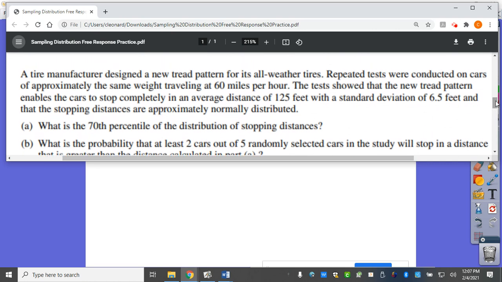If I were writing out the 4-step process, I can't remember which problem we started with. What would I write as my population here?